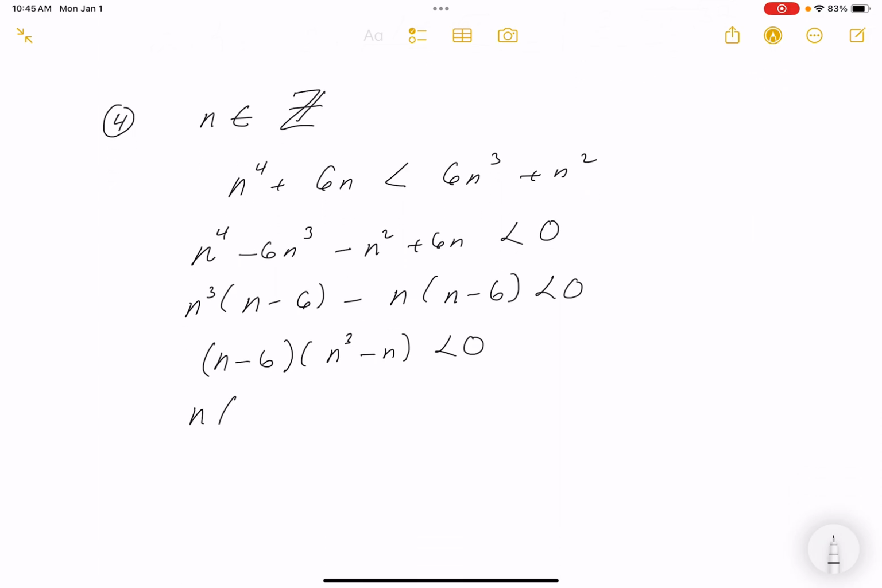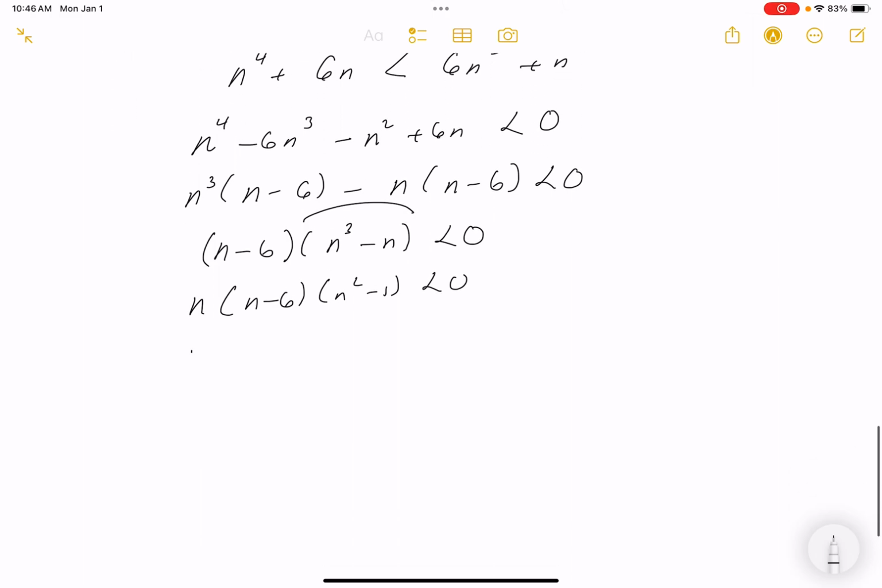And what do you get? You get (n minus 6). I'm factoring an n out from this guy over here, and you're left with n^2 minus 1. All right, I can still factor that. What do you get? (n minus 6)(n minus 1)(n plus 1) less than 0. With the n, that's n(n minus 6)(n minus 1)(n plus 1) less than 0.